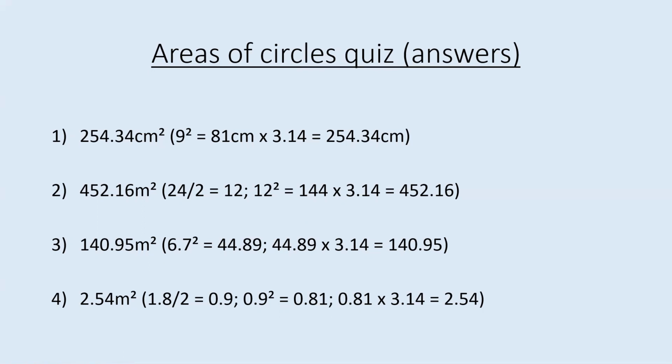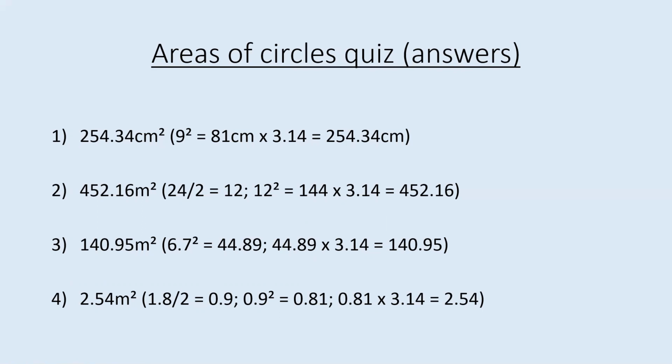The second circle had an area of 452.16 meters squared. We were given the diameter first, which was 24 meters. 24 divided by 2 equals 12. So the radius was 12 meters. 12 squared, 12 times 12 equals 144. Times that by pi, 3.14, and that gives you the final answer of 452.16.